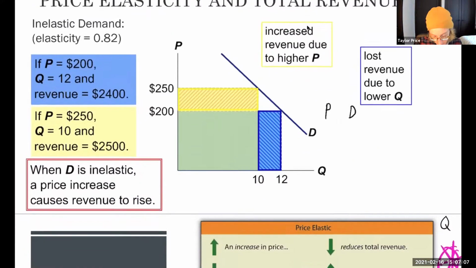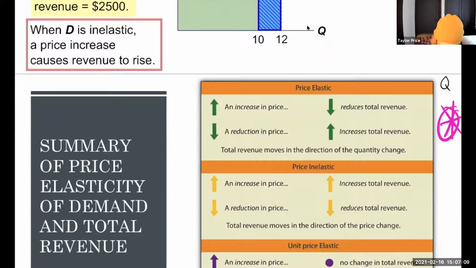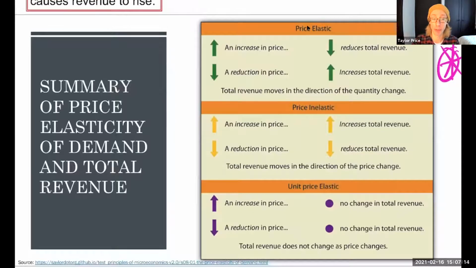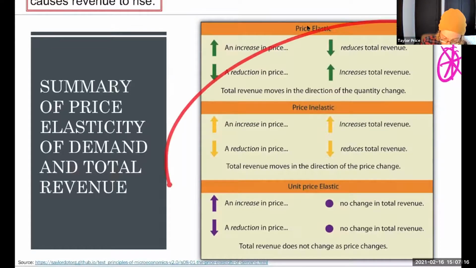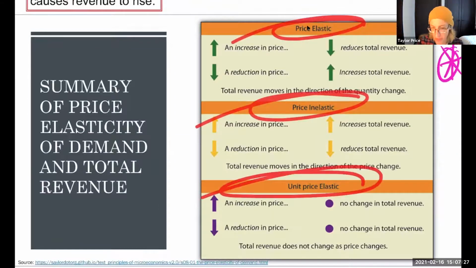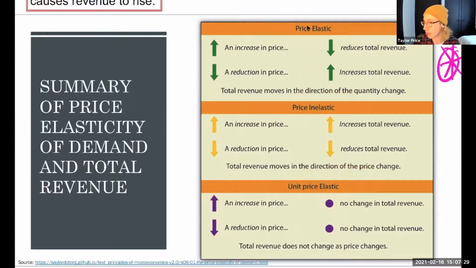And then we have the opposite example for inelastic. But just really quickly, if you wanted a summary, I highly recommend this table as a good way to think about what happens to revenue when something is price elastic, price inelastic, and unit elastic. So if you want to, you are more than welcome to have this open on your midterm or final. Just kind of a good hint there.